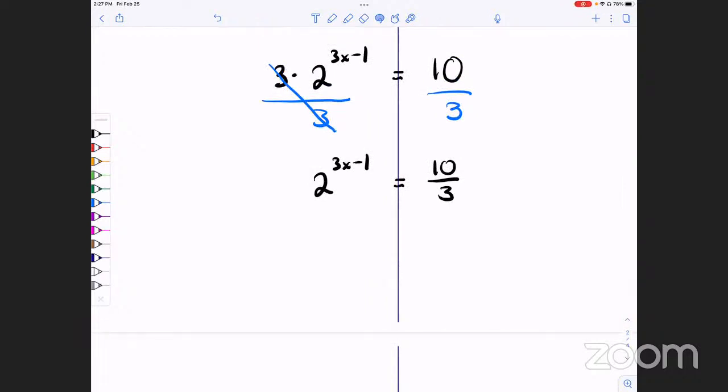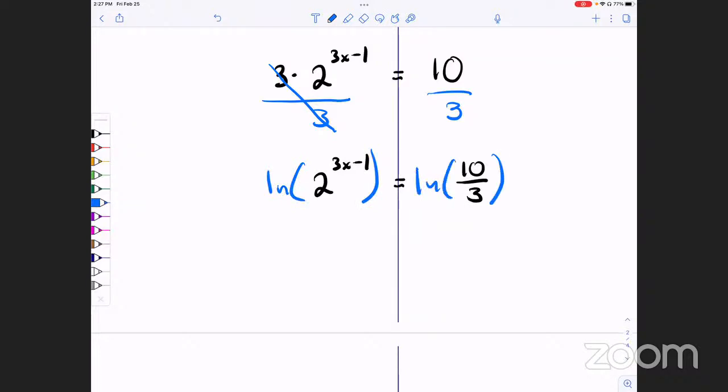So now, to get the variable out of the exponent, to undo an exponential operation, the opposite, or the inverse, of exponential is logs, right? So we take the natural log on both sides. We're going to take the natural log of this thing.